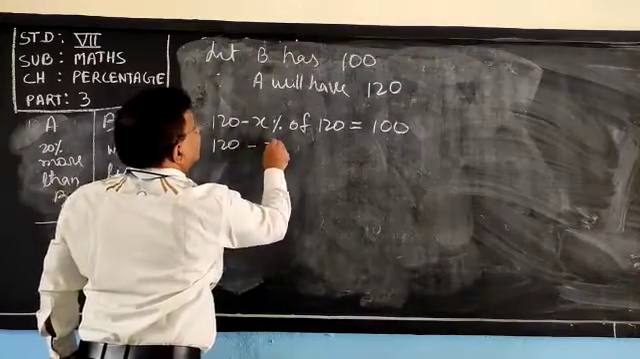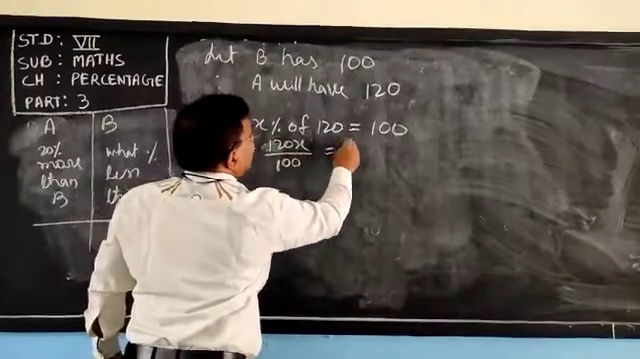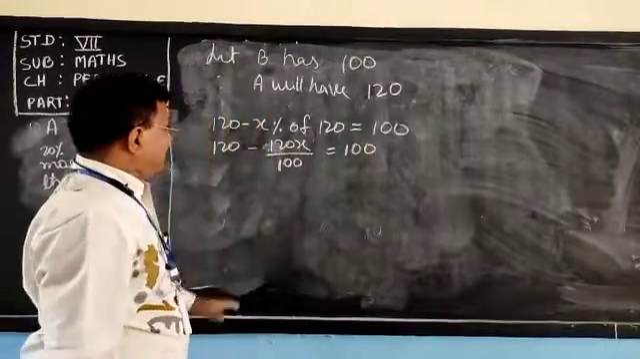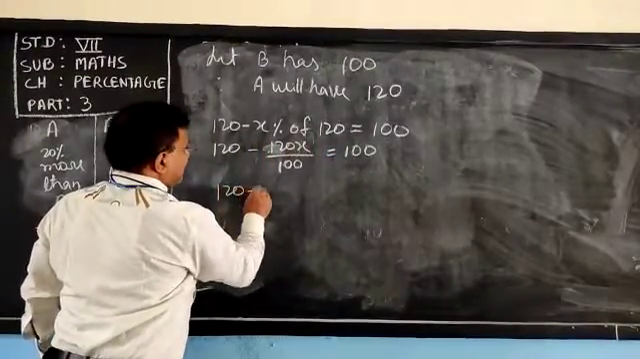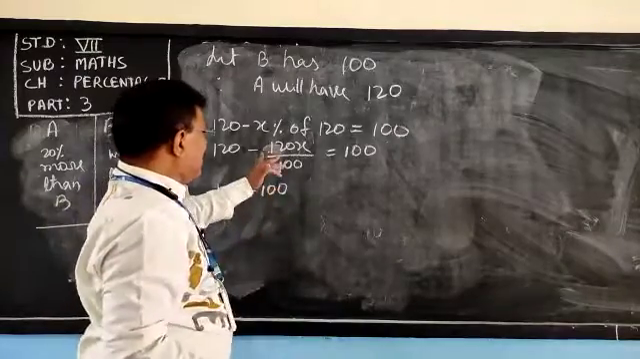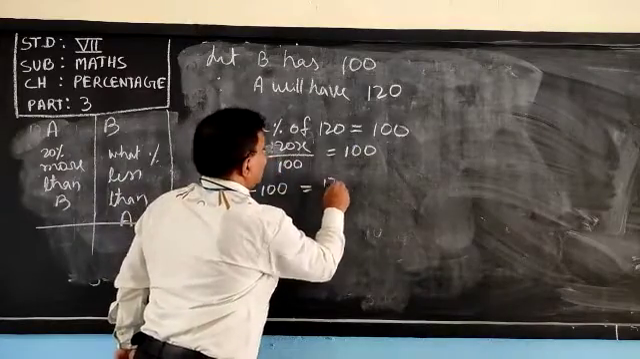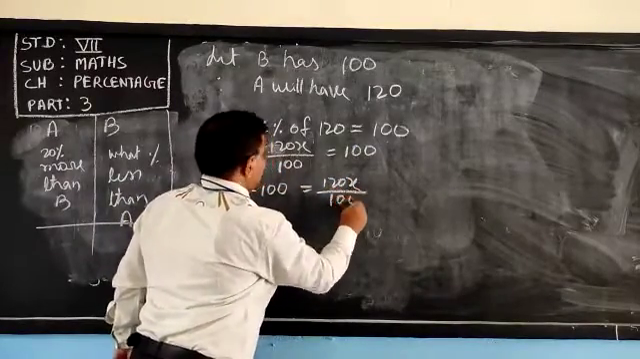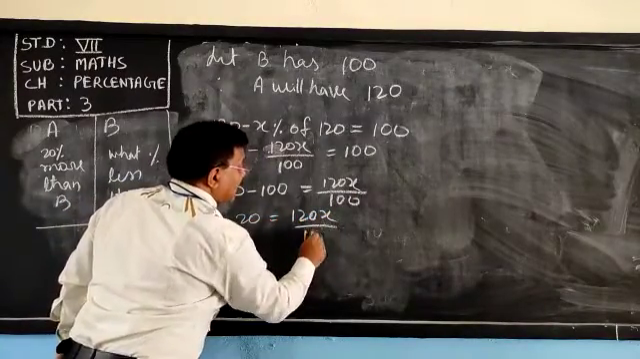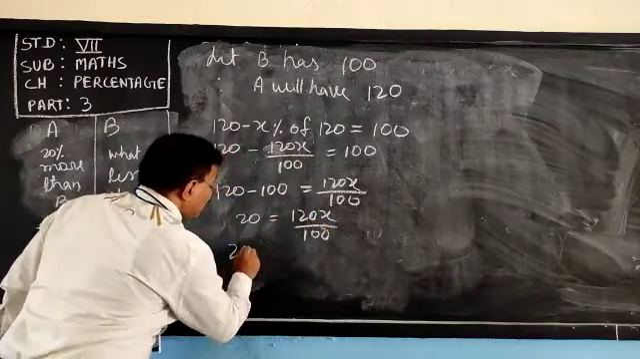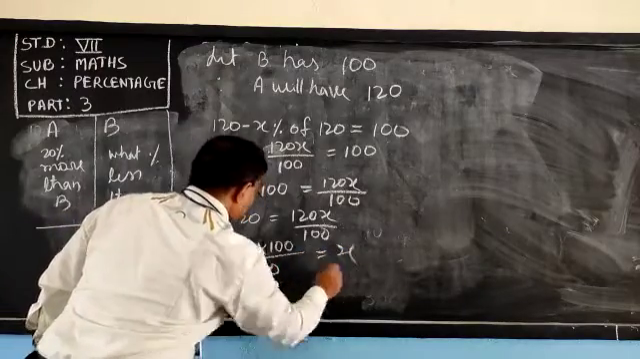120 minus x, or 120x by 100, is equal to 100. Very difficult to calculate now. Transfer this minus to that side and bring this 120 minus 100. Why have I done this? So that the minus 120 may go to that side and become positive. This 20 is equal to 120x by 100. Leave x here: 20 into 100 by 120 is equal to x.